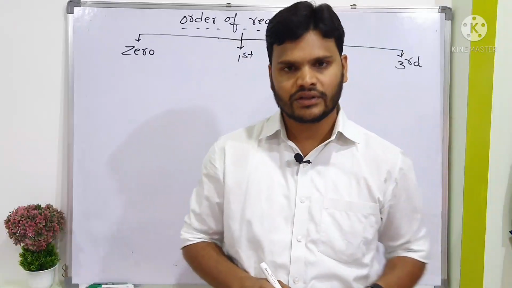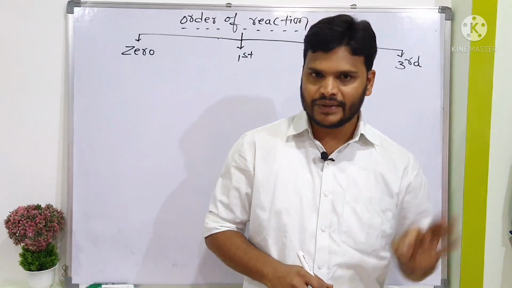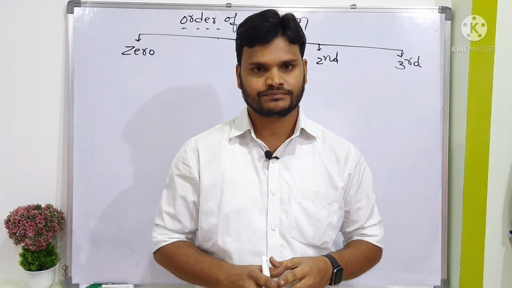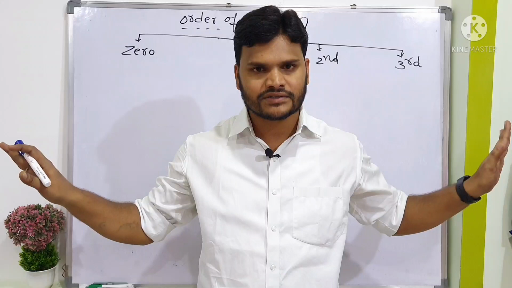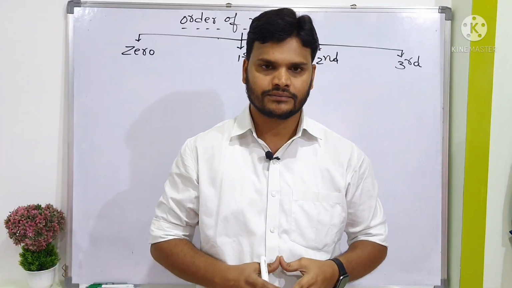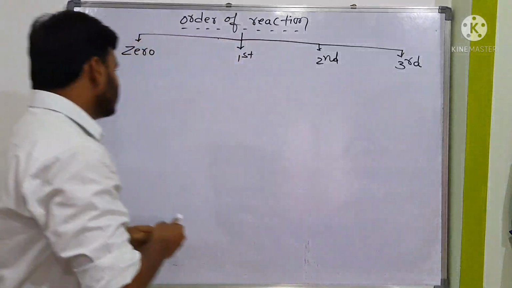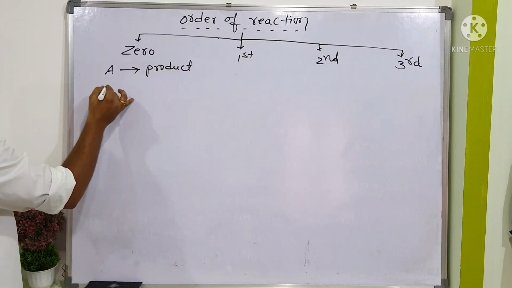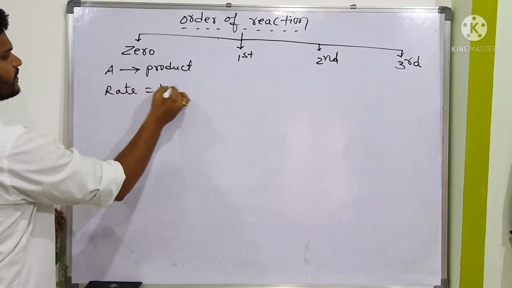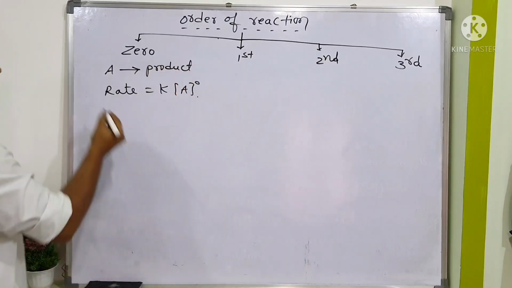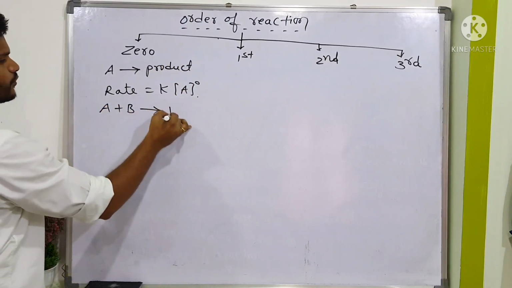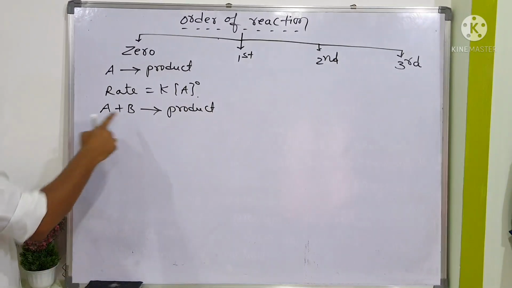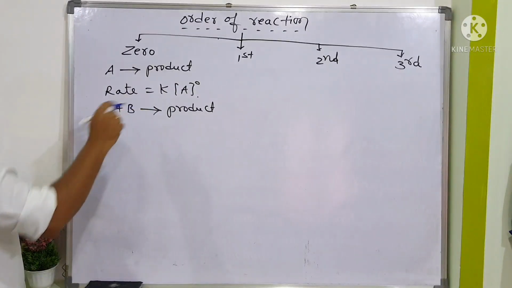First, what is zero order reaction? Zero order reaction means the rate of reaction does not depend upon any concentration term of reactant. So for zero order, A gives product, and the rate does not depend upon any concentration term. Otherwise, if you take A plus B gives product, here there are two concentration terms, but the rate of reaction does not depend upon them.